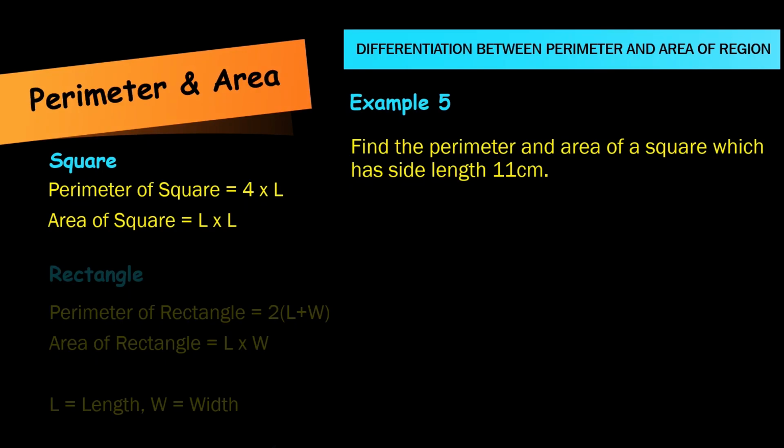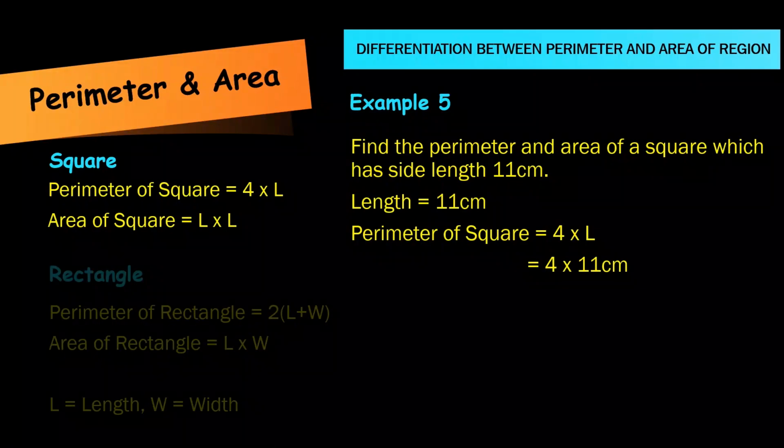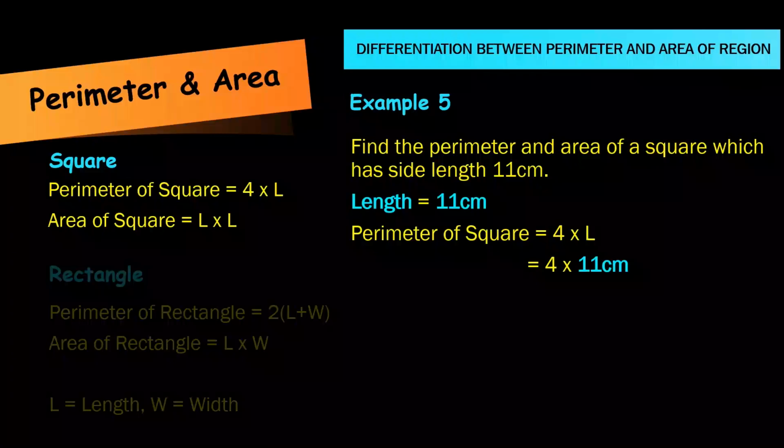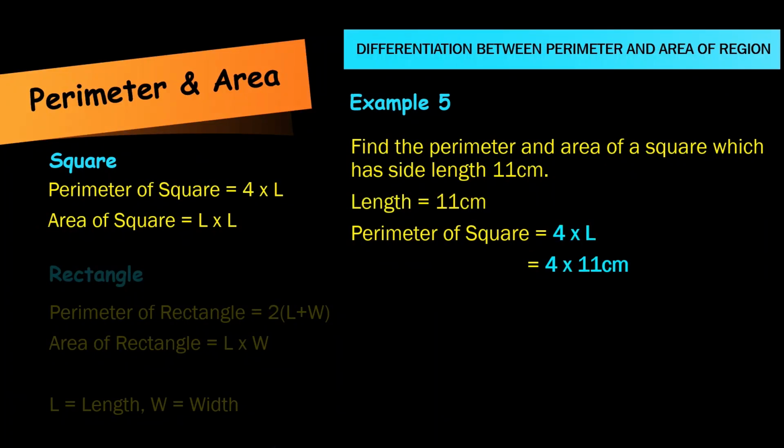So in this example, we're required to find the perimeter and area of a square which has side length 11 centimeters. So let's write this out. The length equals 11 centimeters. So applying this to our formula for the perimeter of a square, which is 4 times length, we have that in our example, the perimeter of the square equals 4 times 11 centimeters, which is equal to 44 centimeters.